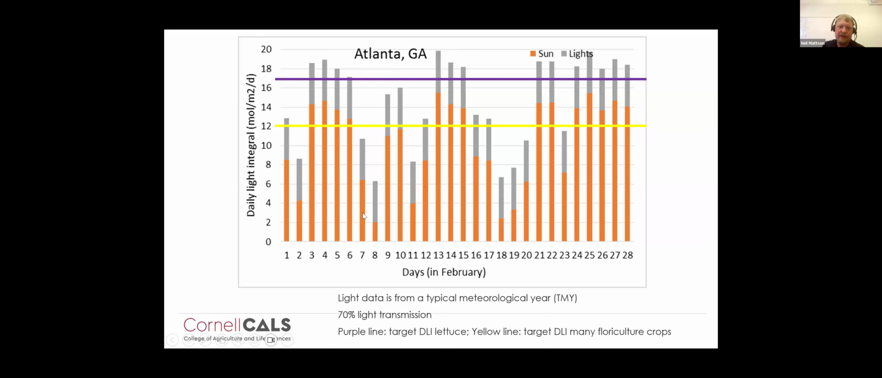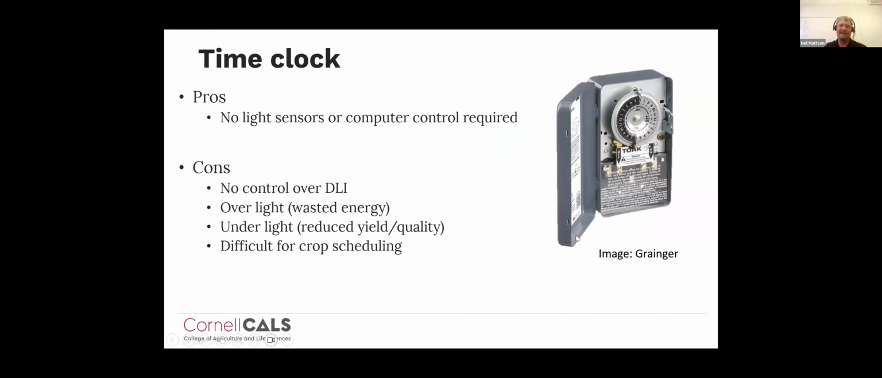So it's not a particularly well coordinated way to add light, I guess, is what I want to mention here. The time clock approach doesn't give us control over the daily light integral. There's a lot of opportunities for overlighting. So those days when we exceeded those targets, there's many days when we did not reach those lighting targets, so we're under lighting. So we could miss our crop schedule or have reduced yield under those conditions. Maybe the only good thing is it is a cheap way to control how we light. We just need to buy a time clock and program that. We don't need light sensors or computer control.